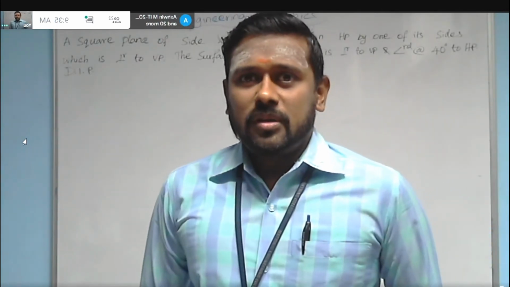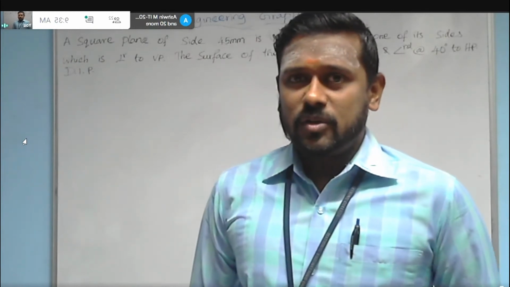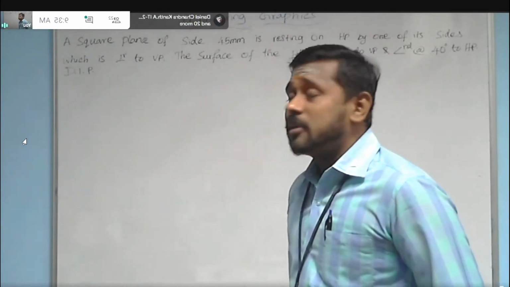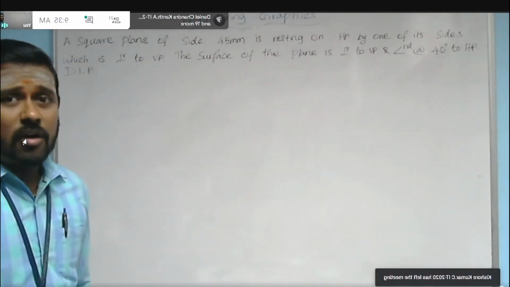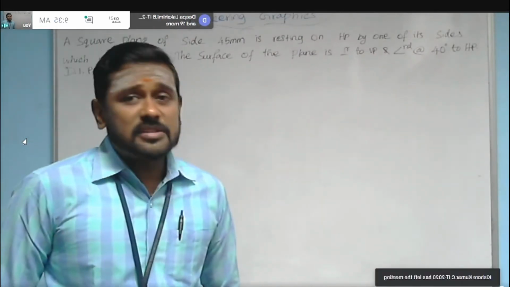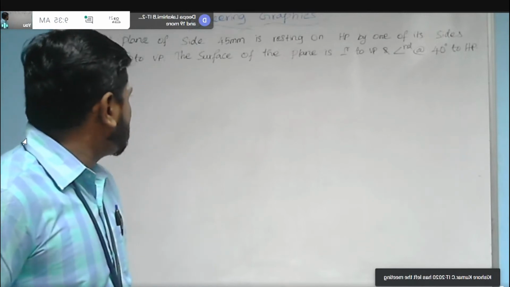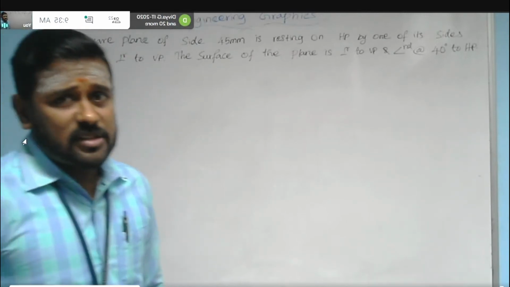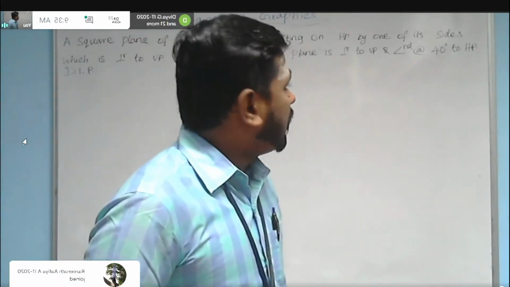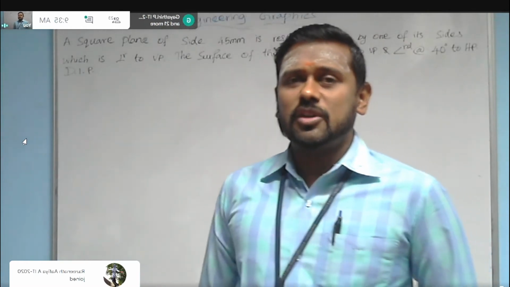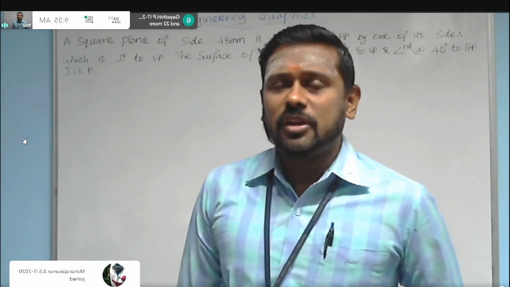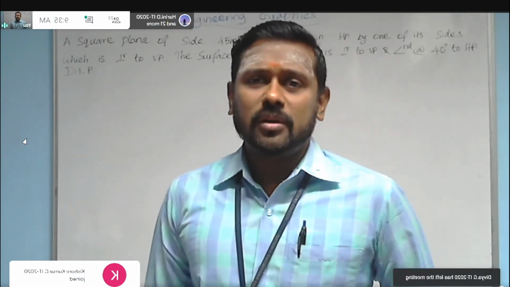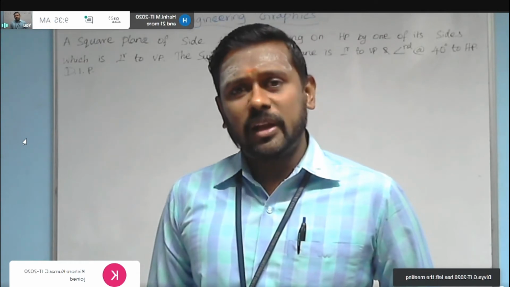Welcome students. So the question for today's class is: a square plane of side 45 mm is resting on HP by one of its sides which is perpendicular to VP. The surface of the plane is inclined at 40 degrees to HP, and you need to draw the projections of the plane. In the previous cases we dealt with planes having the surface perpendicular to one principal plane and parallel to another plane.